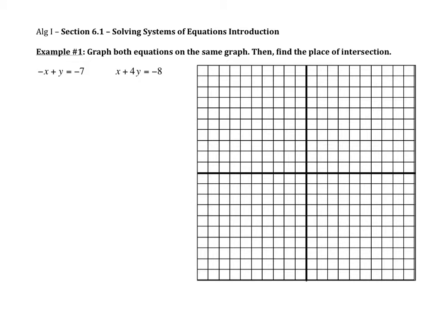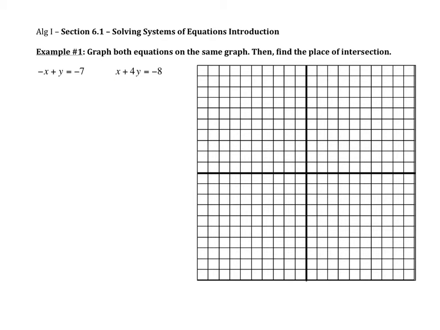Section 6.1 introduces us to solving systems of equations. In this section, we will be introduced to how to solve systems of equations by graphing. A system of equations, to begin with, is where you have at least two equations that have at least two variables. So if you look at this first example, we have negative x plus y equals negative 7, and x plus 4y equals negative 8. So we have two equations that have two variables in them, in this case x and y.